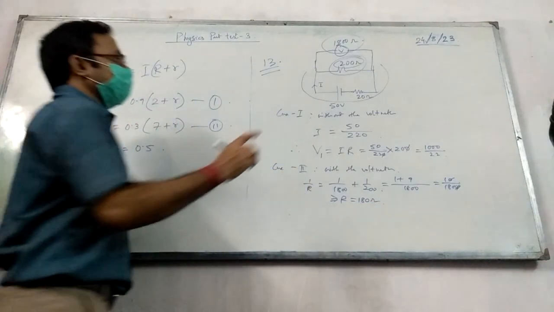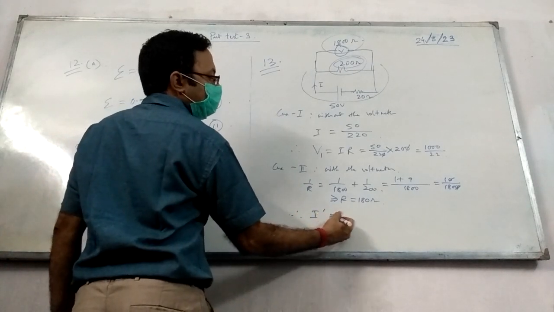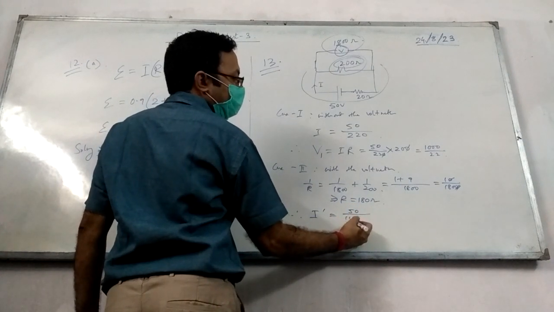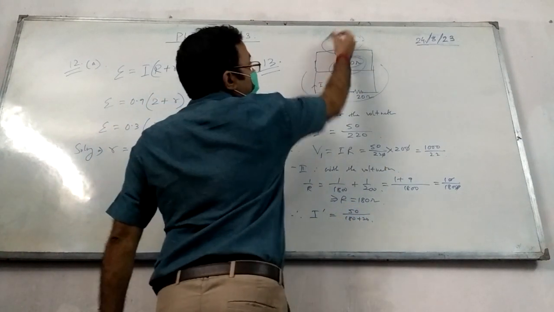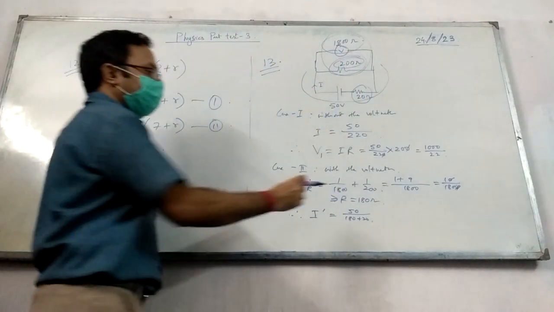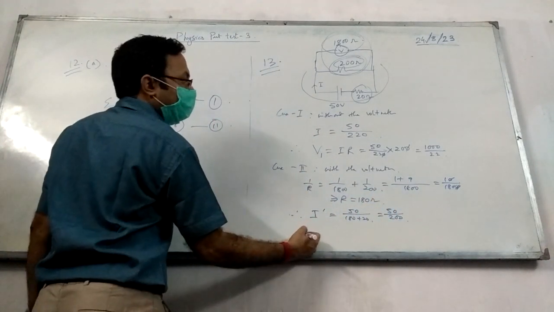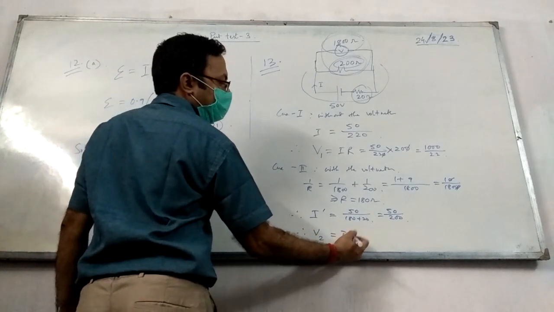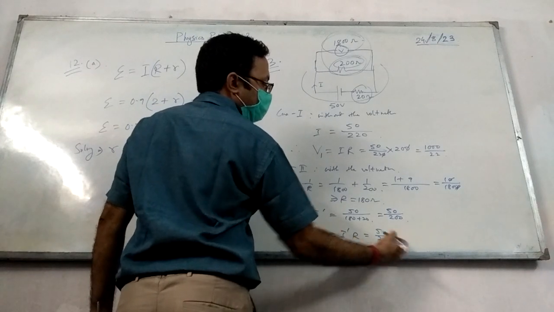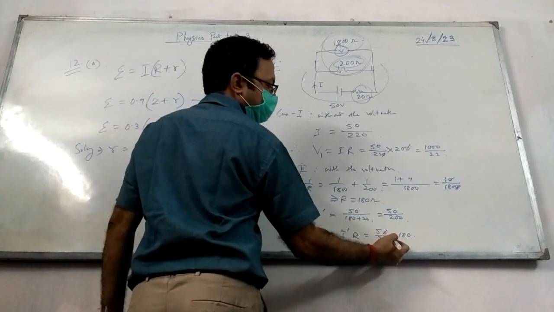Now this R will be substituted in place of this. So now the current I dash in the circuit will be 50 by 180 plus 20. Why? Because this whole equivalent is 180 and this 20 is sitting outside, okay? So this will be 50 by 200. Therefore V2 will be I dash into the present resistance, so that is 50 by 200 into 180.